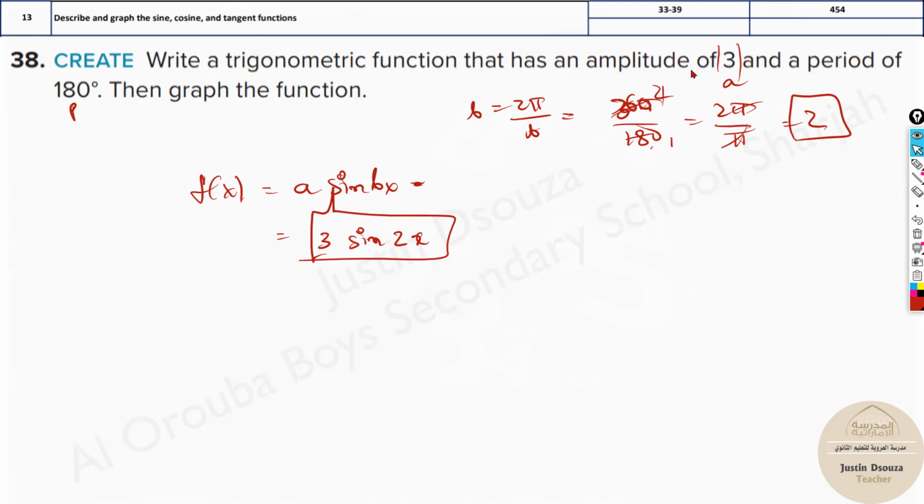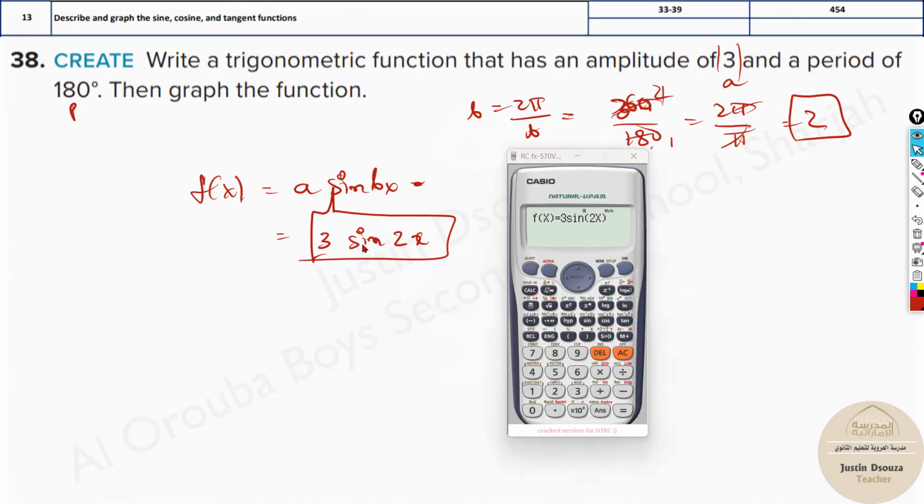This is the function. Now if you want to graph, just put this in the calculator and graph it. We have done it before. I'll just do it again. Just type out the equation, 3 sine 2x, and then where do you want to start? We will start at 0 and end at 360, because what is the period over here? It's 180 degrees, right? Now what is the step? 180 divided by 4, that will be 45 degrees.